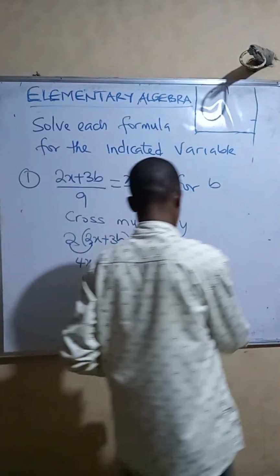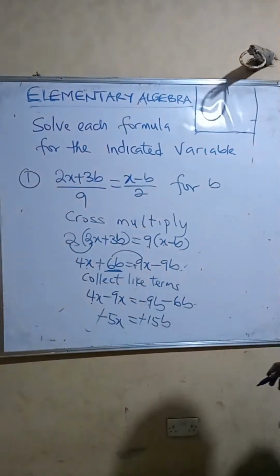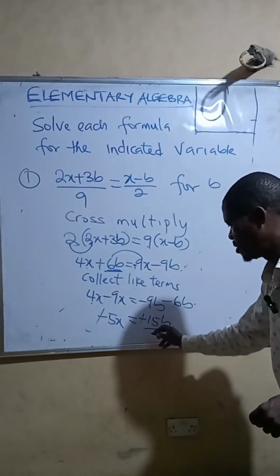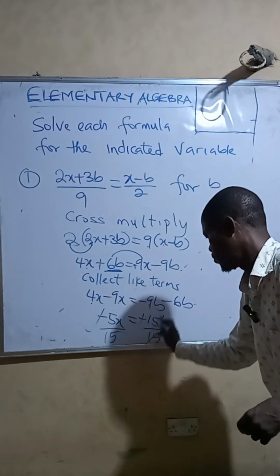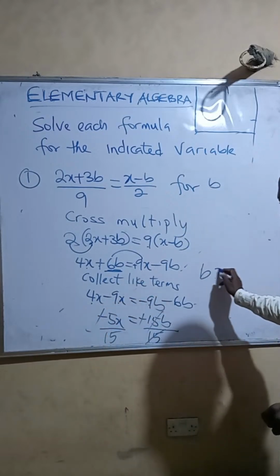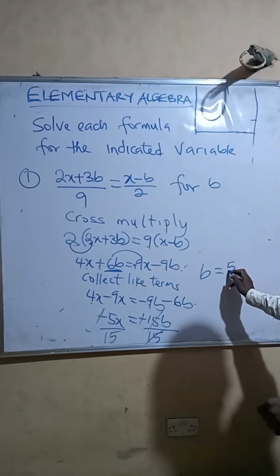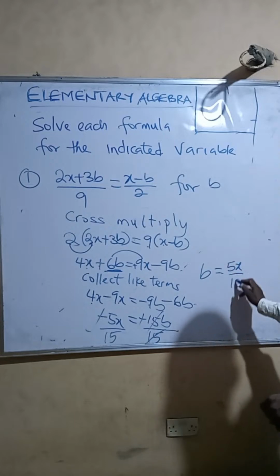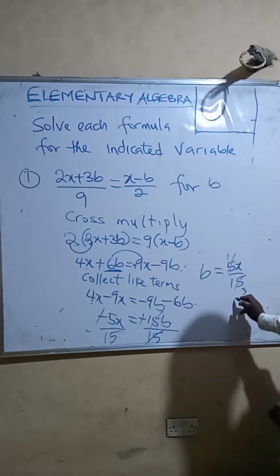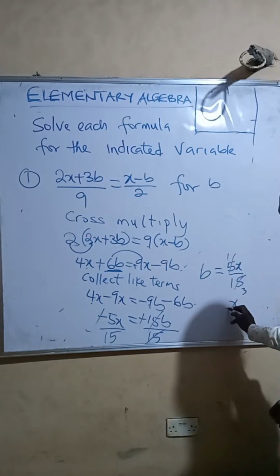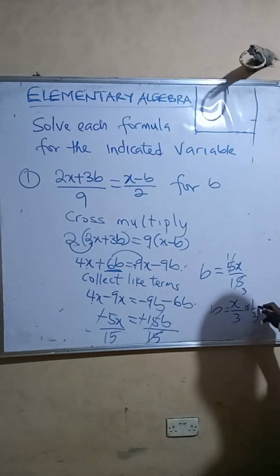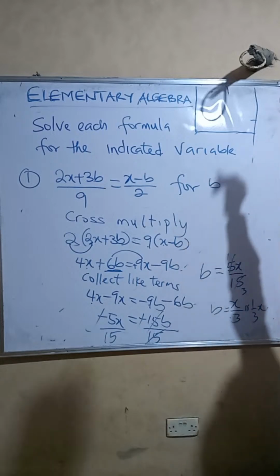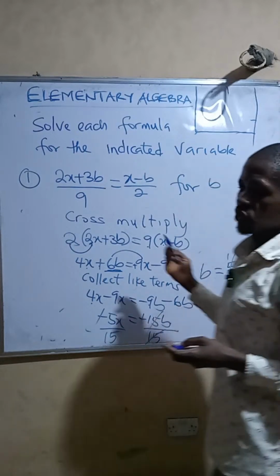Then make the b the subject. Divide both sides by the coefficient of b, 15 over 15. So this 15 cancels here. So we have b equal to what? 5x over 15. 5 here 1, 5 here 3. So we have x over 3. Okay? Or 1 over 3 x. So that's that on question 1. Let's see question 2.